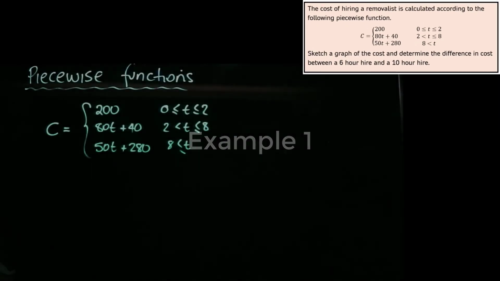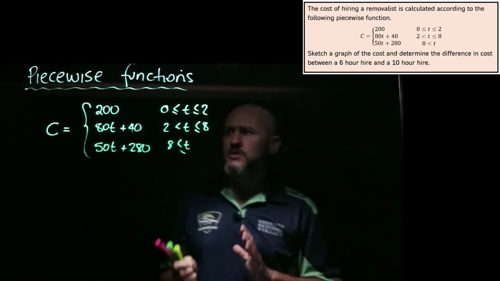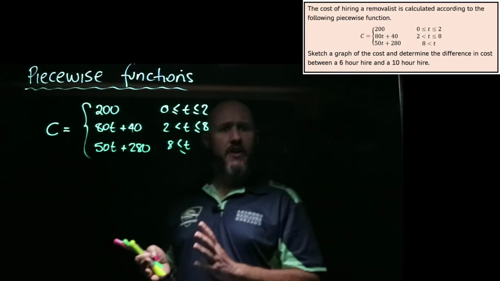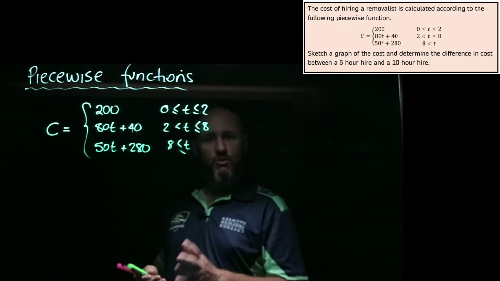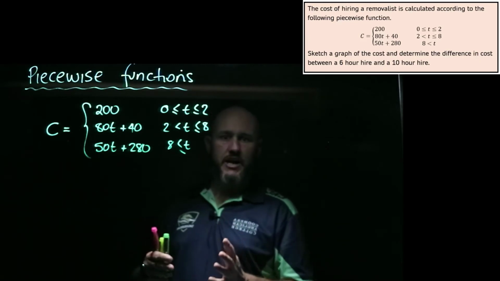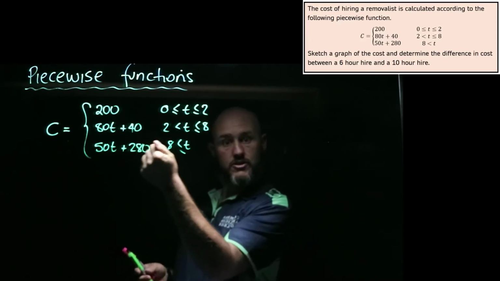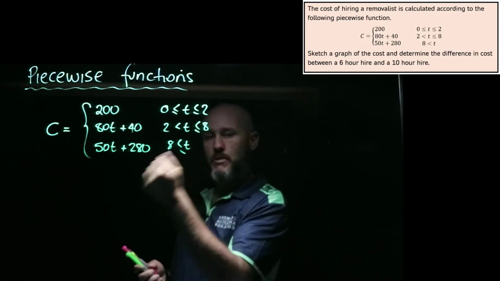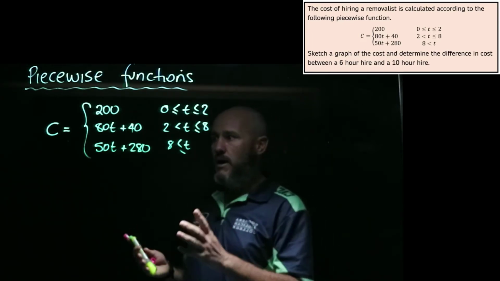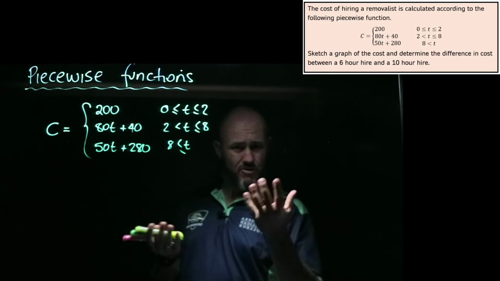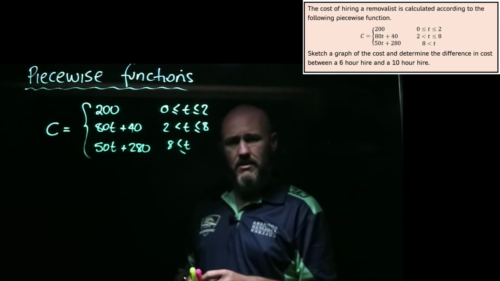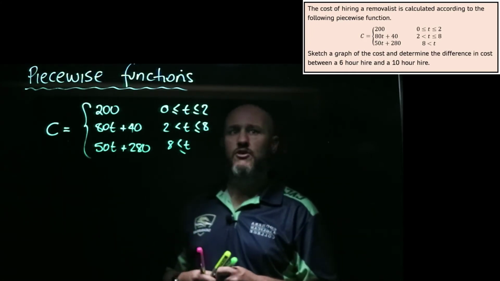Okay, so in this example, we're looking at the cost of hiring a removalist company, and we need to work out the difference between 6 hours and 10 hours. Now we'll note, before we sketch the function, we could do this using the functions here, those continuous piecewise functions for costing. But I'm going to draw the function first because the question specifically states I need to do that, and then once we've sketched it, we'll do some calculations.